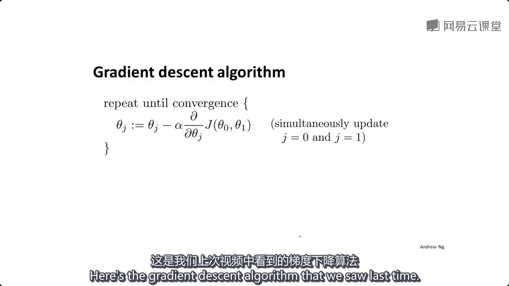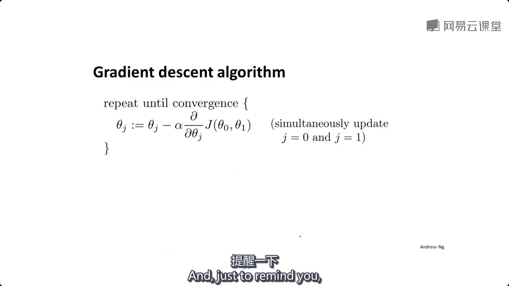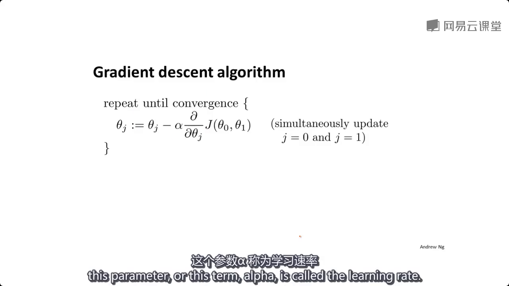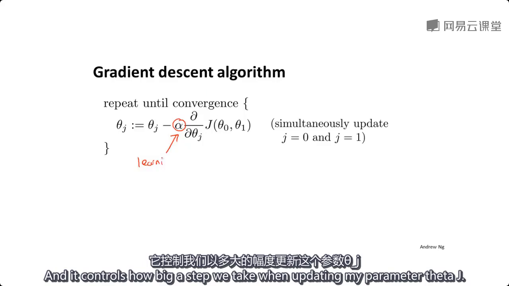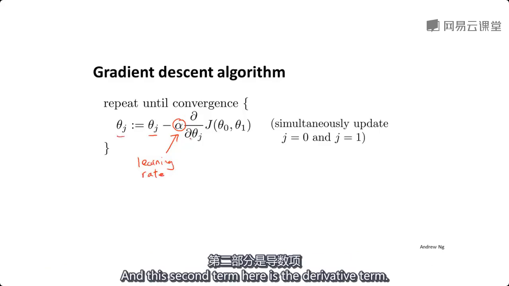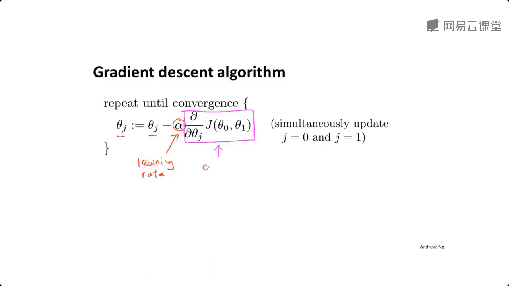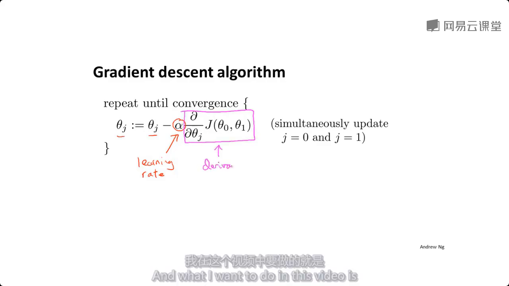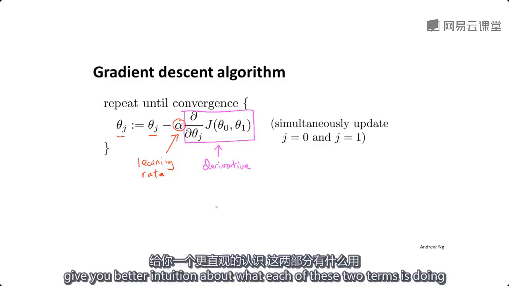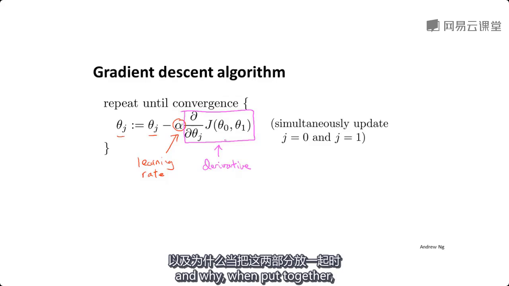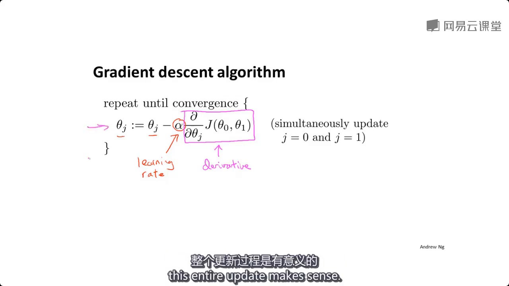Here's the gradient descent algorithm that we saw last time. And just to remind you, this parameter, alpha, is called the learning rate, and it controls how big a step we take when updating my parameter theta j. And this second term here is the derivative term. What I want to do in this video is give you better intuition about what each of these two terms is doing and why, when put together, this entire update makes sense.